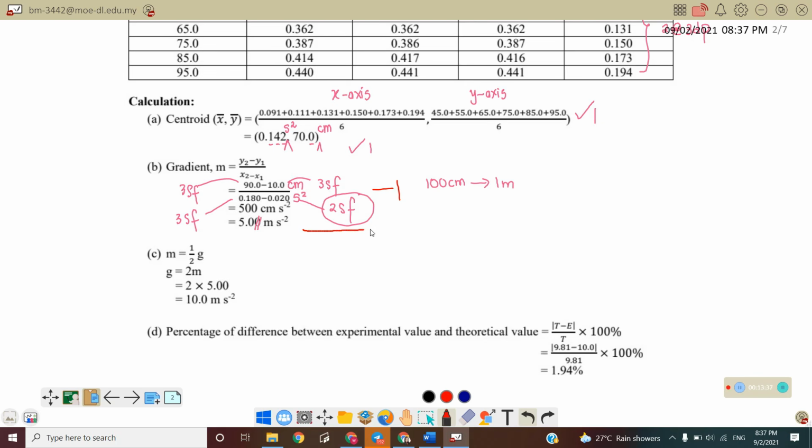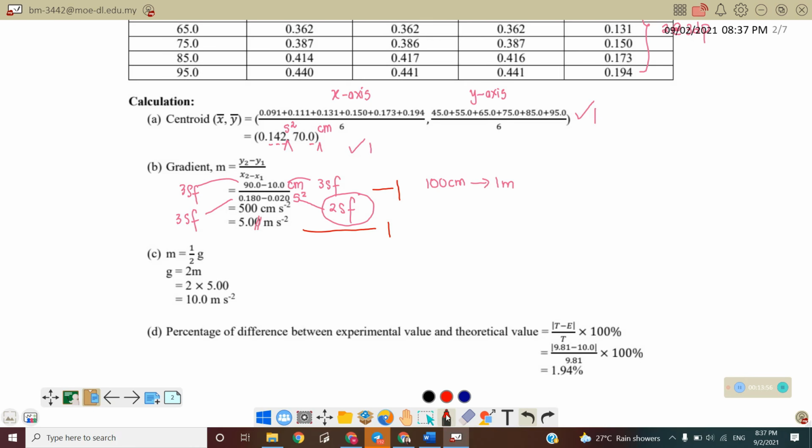you will get 1 mark. And here, if you correctly state the number of significant figures with the correct unit, then you will get another mark. So here 1 mark, and the final answer for the gradient you also will get 1 mark. Here it is 2 significant figures.